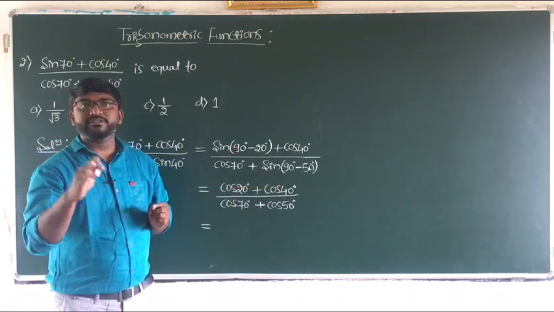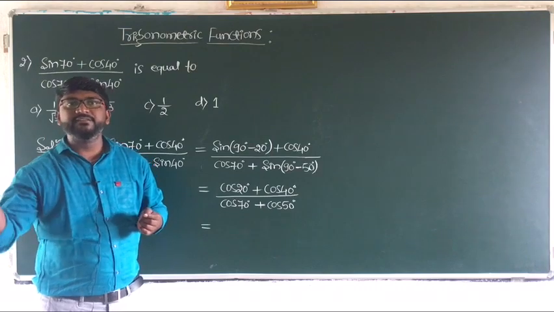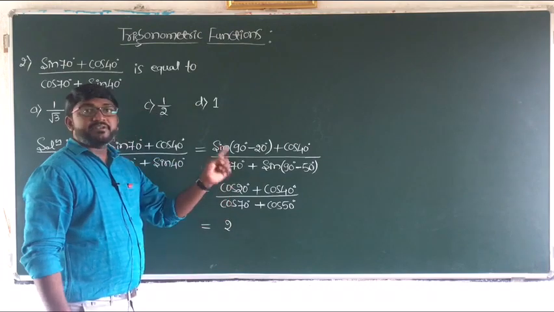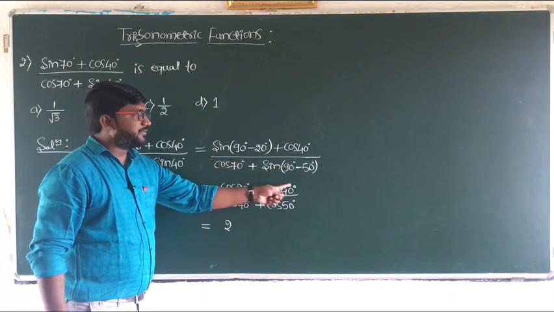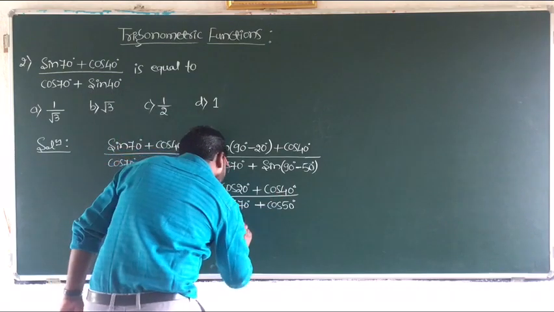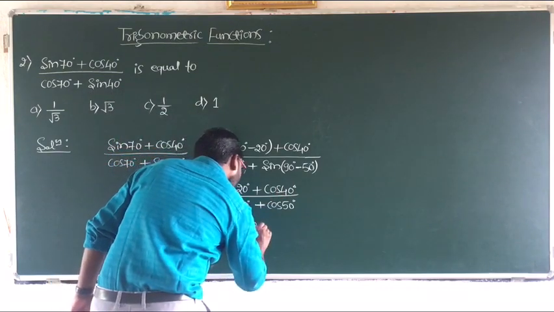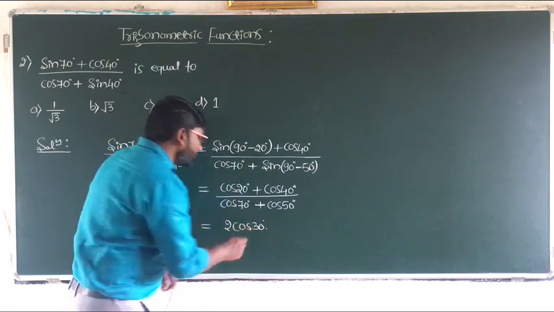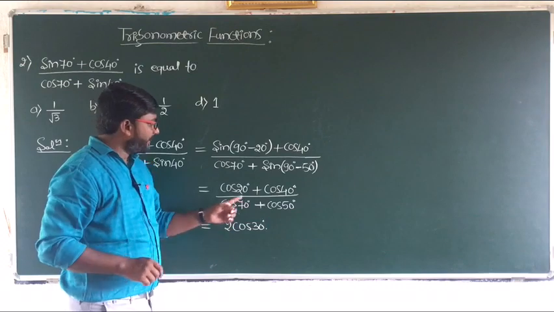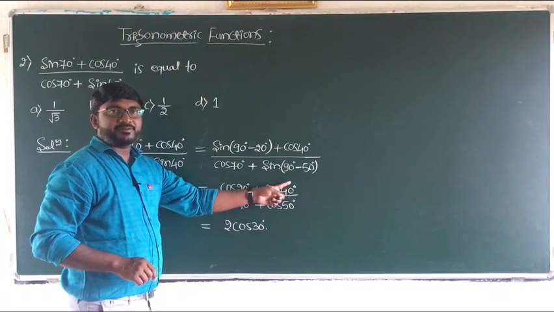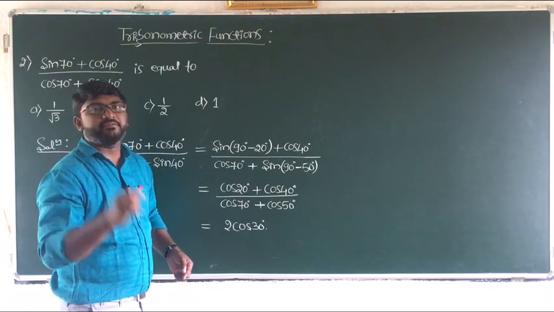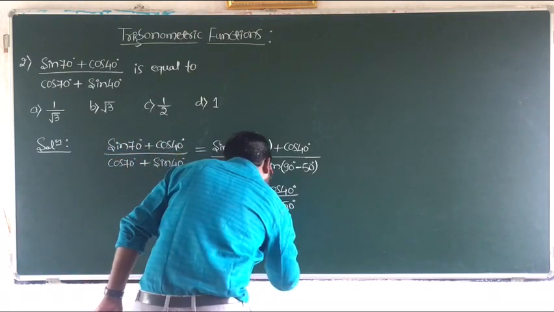It is 2 cos (c plus d) by 2 into cos (c minus d) by 2. So 2 cos (c plus d) by 2, c is 20, d is 40, 20 plus 40 is 60, divided by 2 will be 30. So it is cos 30, then into cos (c minus d) by 2. 20 minus 40 will be minus 20, divided by 2, it is minus 10. Cos of minus 10 will be cos 10 degree.